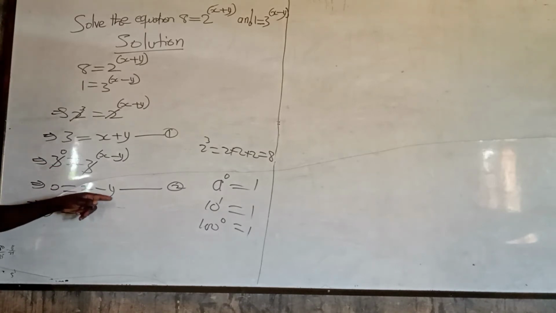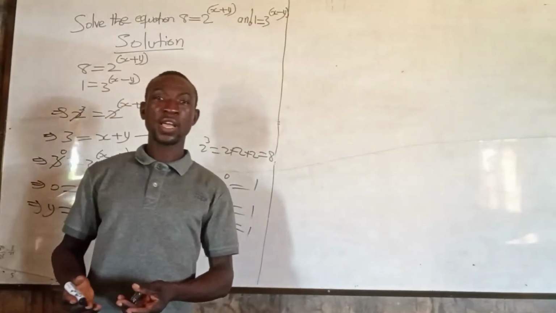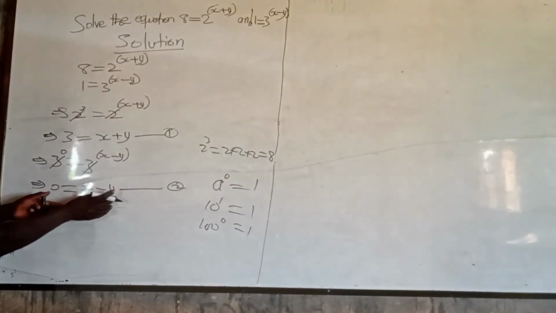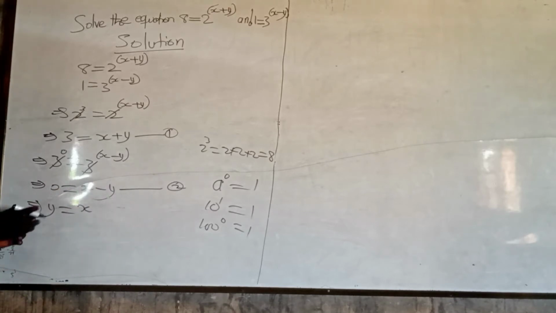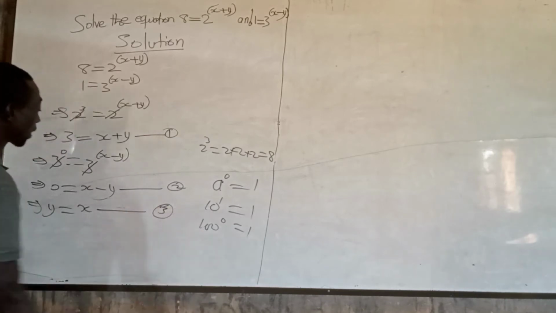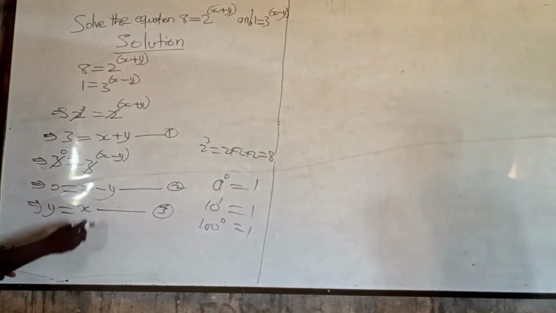When we eliminate negative y here, some will say we take it across, as you may like. So if you are taking it across, then this negative becomes positive. So we have y equals x, and that will be equation 3. So now we know that y equals x.